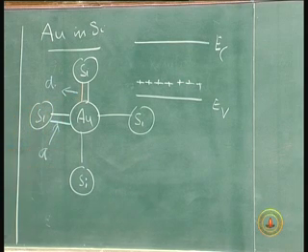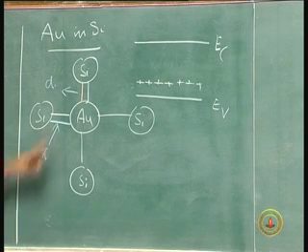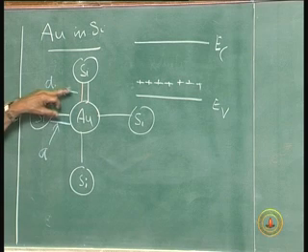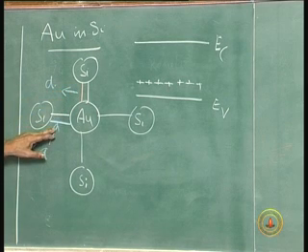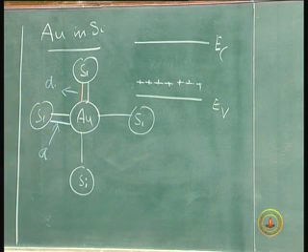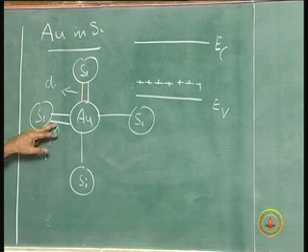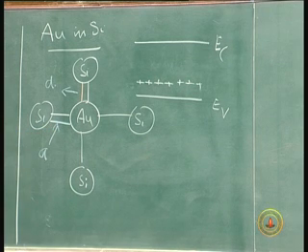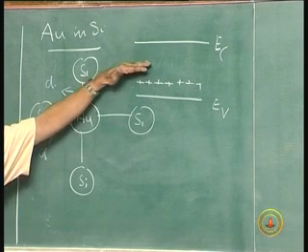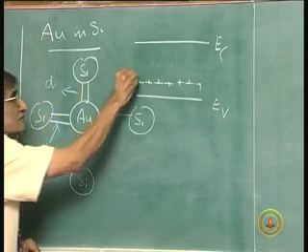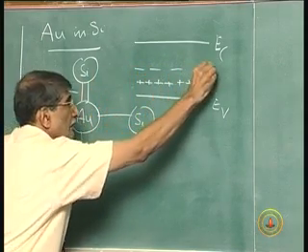Please understand, when a donor donates, it becomes positively charged. An acceptor accepts, it becomes negatively charged. So, that is negative charge. If it has accepted an electron instead of donating, it has become negatively charged. Two situations. So, the level corresponding to this acceptor level will be above this. I will put that.